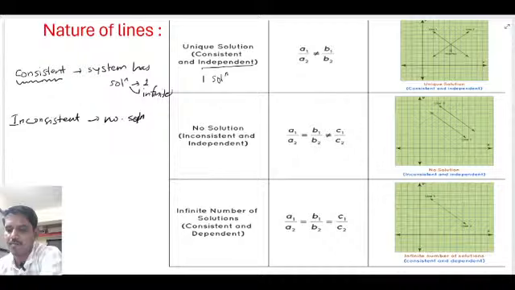So, let us see how to solve the system of equations by different methods. The first method is graphical method. To solve system of equations graphically, we need to find at least two solutions for each equation. So, suppose the two equations 3x plus 2y equals to 12 and the second equation x plus y equals to 5, and let us solve them simultaneously.